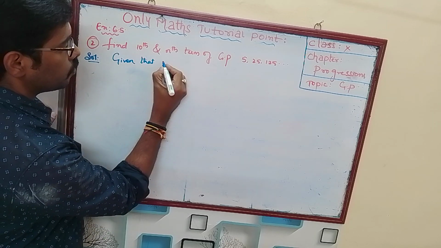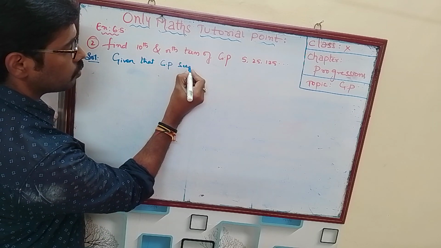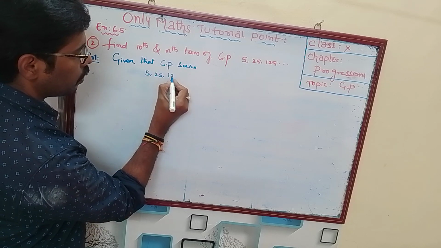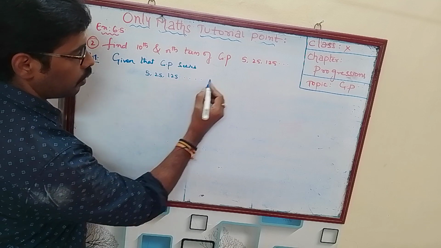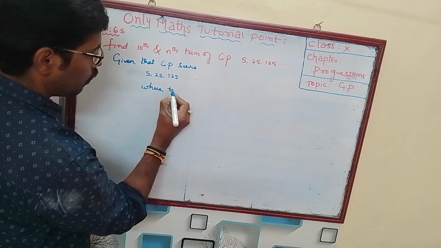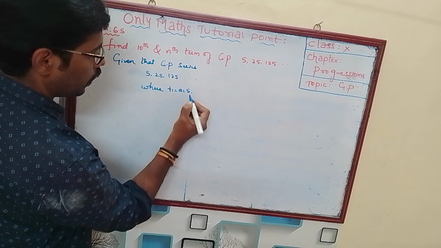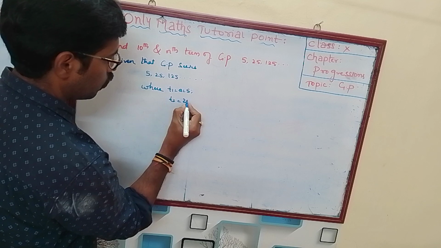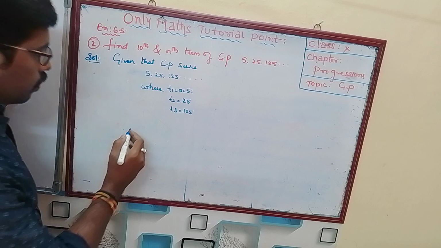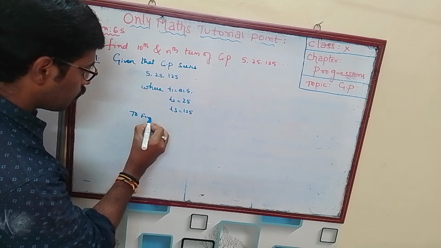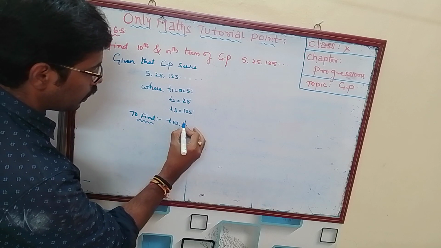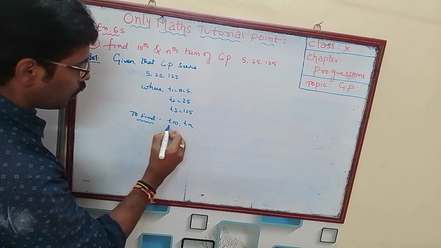Given that the GP series is 5, 25, 125, and so on, where T1, nothing but A, equals 5, T2 equals 25, and T3 equals 125. Okay, and what we need to find here? We need to find the T10 term, Tn, and also R.